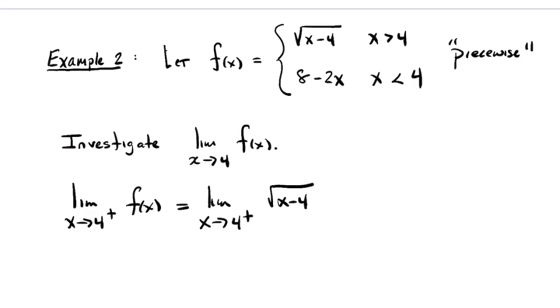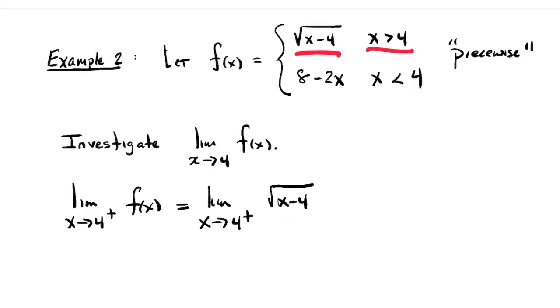Pause the video or write me an email or come to my office hours. Even better, if it's not clear to you, ask me why I chose the square root of x minus 4. I chose it because I'm taking the limit from the right. So x is bigger than 4, and that's the governing formula.